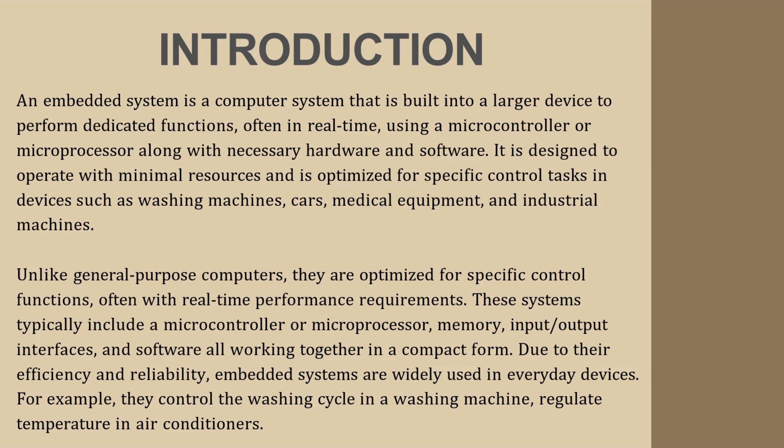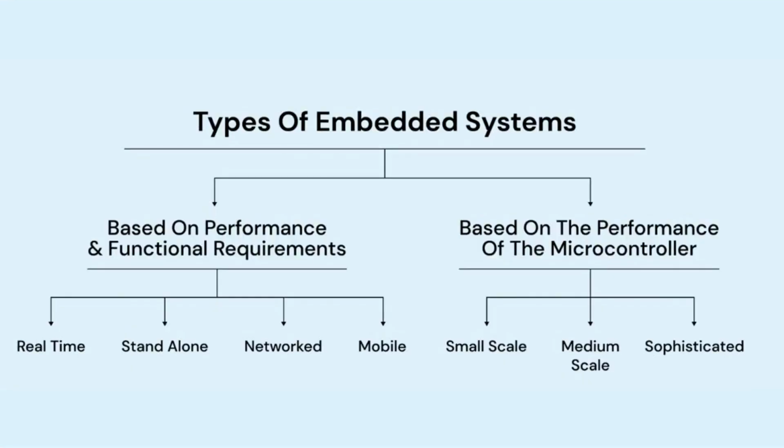These systems typically include a microcontroller or microprocessor, memory, input or output interfaces, and software all working together in a compact form. Due to their efficiency and reliability, embedded systems are widely used in everyday devices. For example, they control the washing cycle in a washing machine and regulate temperature in air conditioners. Embedded systems are classified in two main ways: based on performance and functional requirements, and based on the performance of the microcontroller. Based on the performance and functional requirements, there are four types: real time, standalone, networked, mobile.